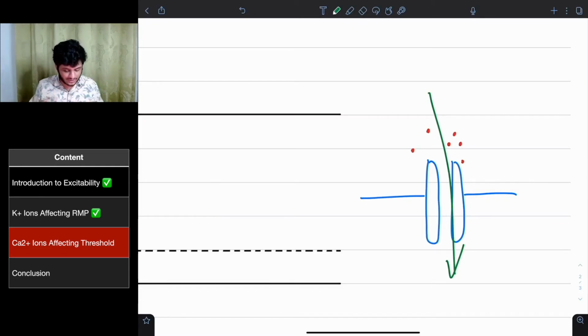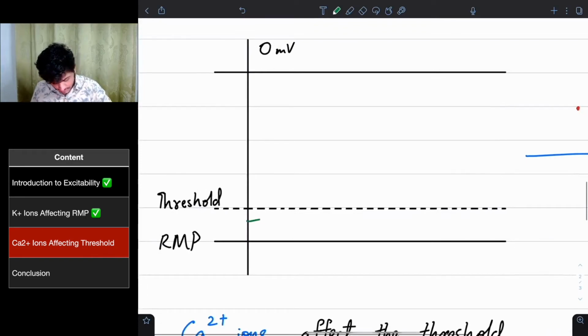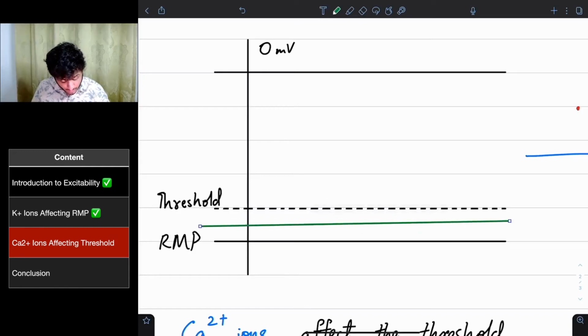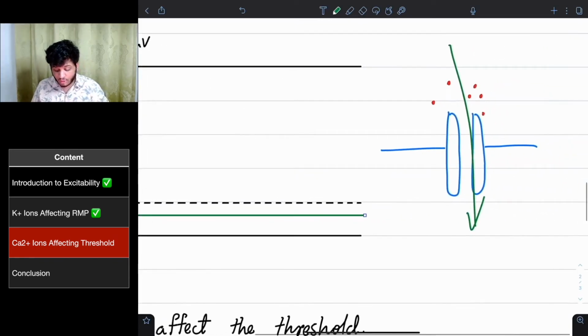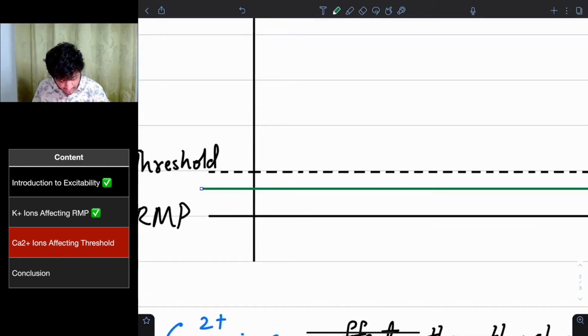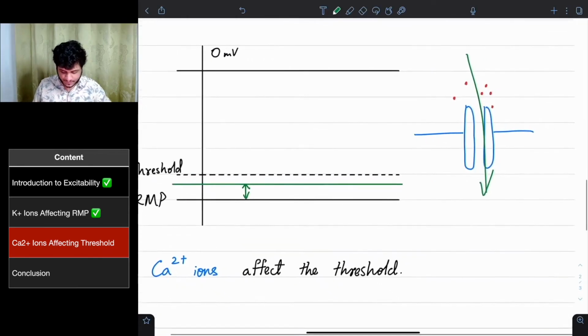So that would decrease the threshold. Why would it decrease the threshold? It would decrease the threshold because it makes the cell more excitable, right? Because more sodium ions can enter, it makes it more excitable, right? That means that the distance between the resting membrane potential and the threshold must decrease. So the threshold actually becomes lower, okay? The distance is lower, meaning it's more excitable, right?